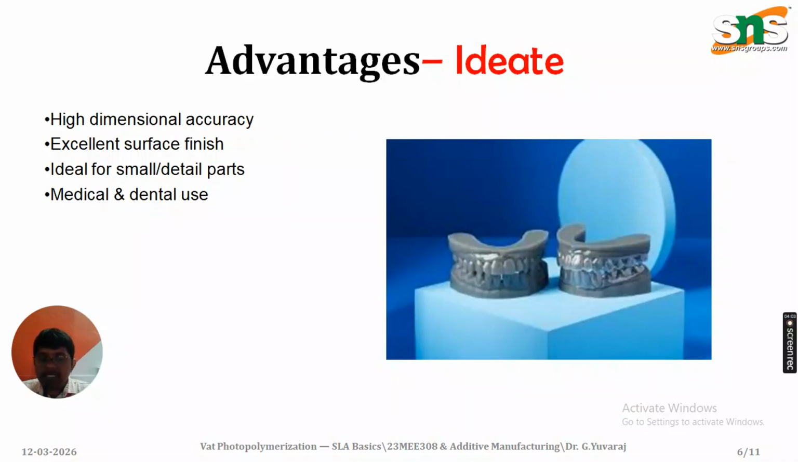The advantages of using the layer curing process: for any 3D manufacturing or 3D printing, we follow high dimensional accuracy, and it has an excellent surface finish. It is ideal for small detailed parts, and medical and dental use are major accomplishments of the 3D printing process. Using this we can make artificial teeth and artificial stents for the human body, for human body enhancement purposes.